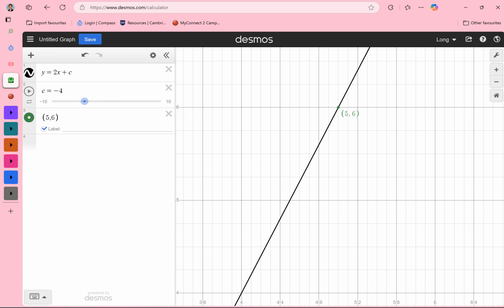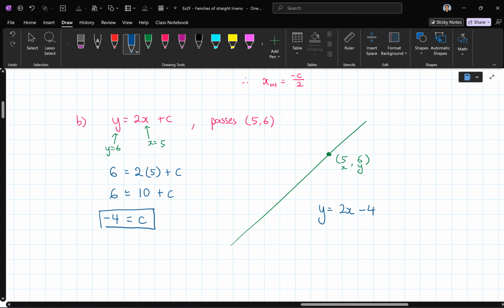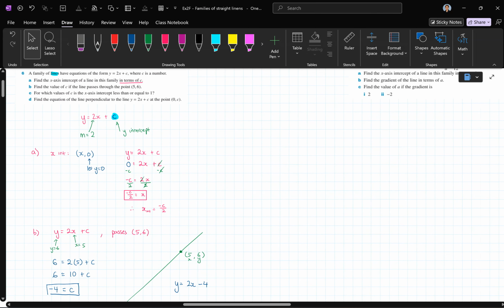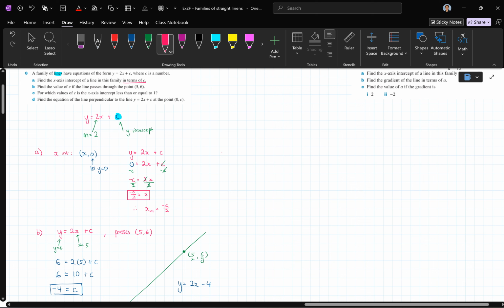So instead of doing trial and error with this Desmos function, you can actually solve it by the way we just did. Okay, so that's what we were solving for. All right, and then now back to 6c. Let's have a look at 6c.